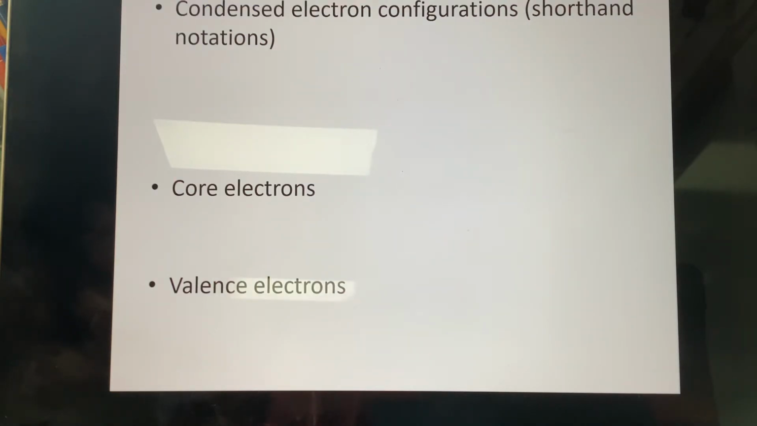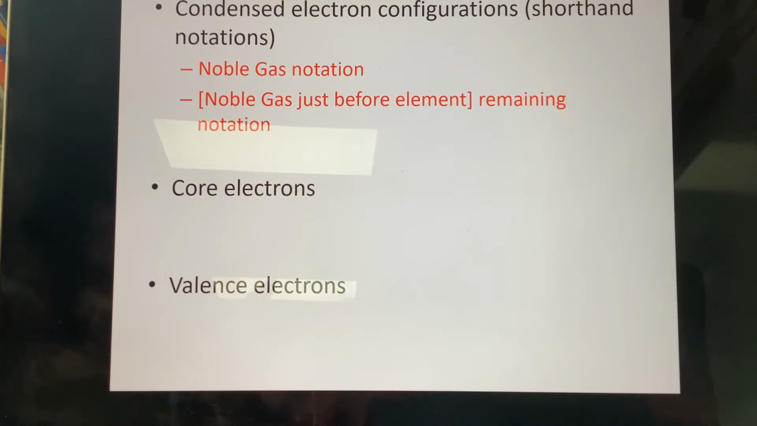So condensed electron configurations or shorthand notations, whatever you want to call them, usually that's what we write to save time. The other name for that is the noble gas notation, where we put the noble gas just before the element in brackets. That represents that both the noble gas and that particular element share the exact same electron notation, 1s2, 2s2, all the way up to where that noble gas is. And then all we have to do is write the remaining notation that comes after the noble gas to take us to that particular element.